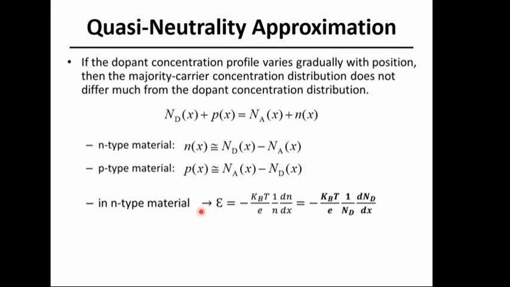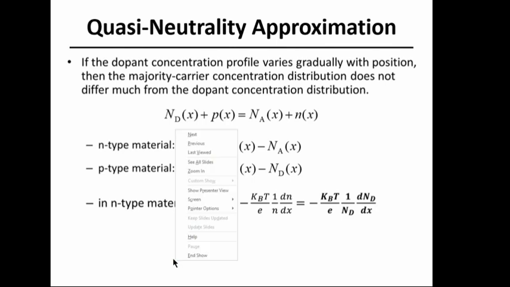And in P-type material, we already wrote that equation from the previous, we obtained that electric field equal to minus kBT over E times 1 over N dN by dx. And it can be written, as you notice, with Nd. So N, the concentration of electrons, can be substituted by the density of the donor. It's roughly the same.